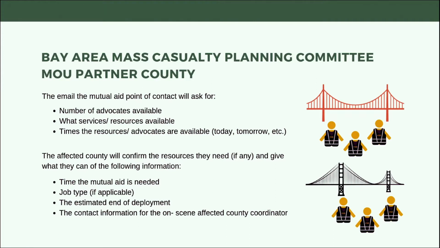The mutual aid point of contact will collate all of that information and send it to the affected county. The affected county will then confirm the resources that they need and provide the following information if applicable: the time that mutual aid is needed, what jobs advocates will perform on site, the estimated time of the end of the deployment period, and the contact information for the on-scene affected county coordinator.